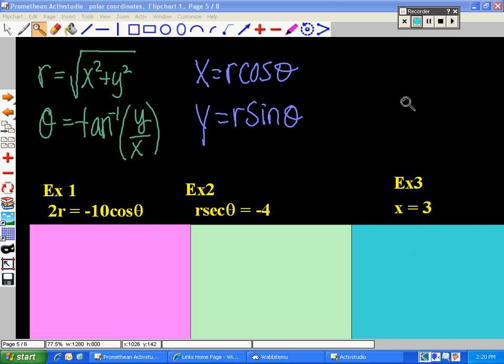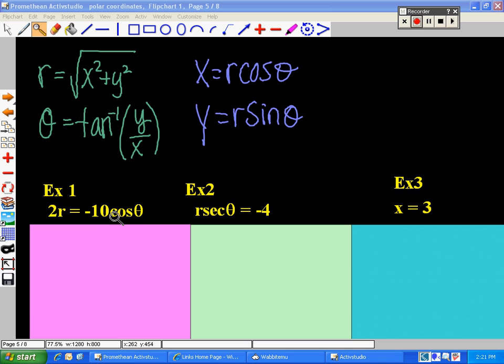Alright, we're going to again use these translator equations, but now we're going to translate equations, not points. I'm going to give you polar equations, for example 1 and 2, and you're going to convert them to rectangular equations, and we have to use these translator formulas to help us. Okay, so first of all, look at this equation. 2r equals negative 10 cosine theta. R is pretty easy. We can plug that in right straight away. Instead of r, replace it with this.